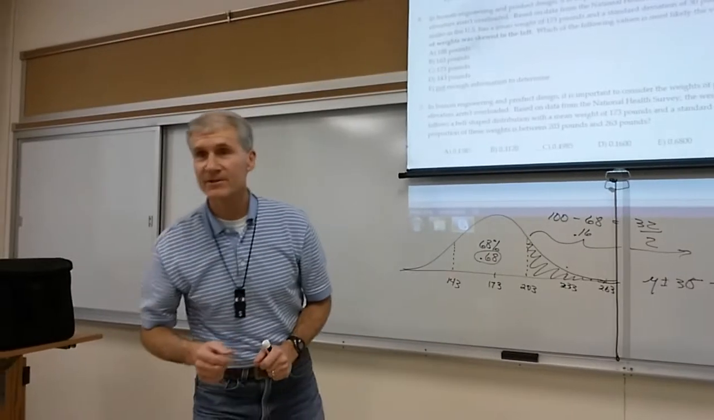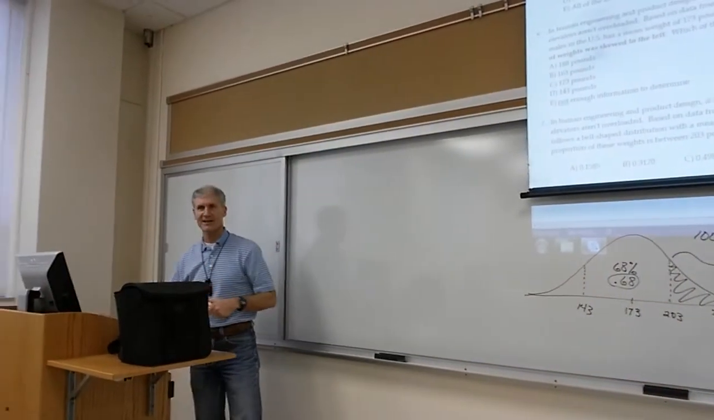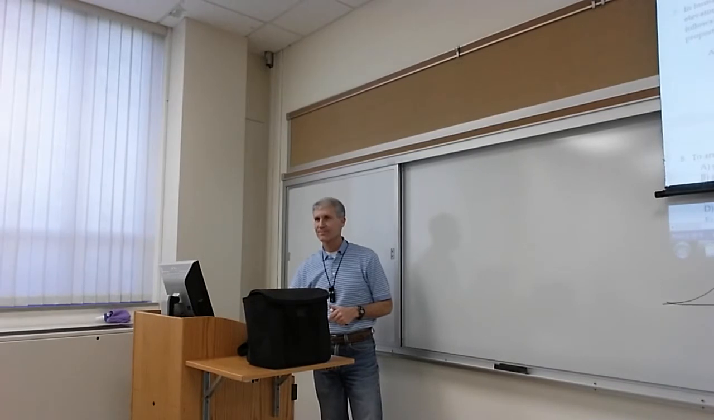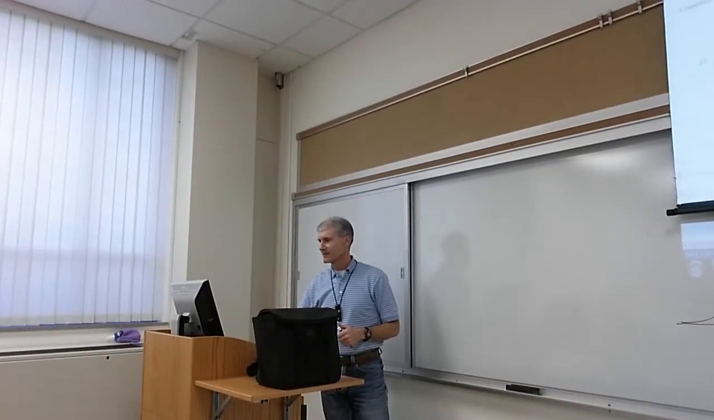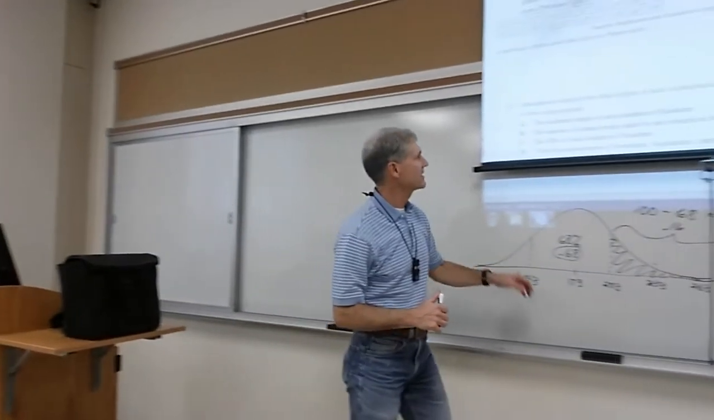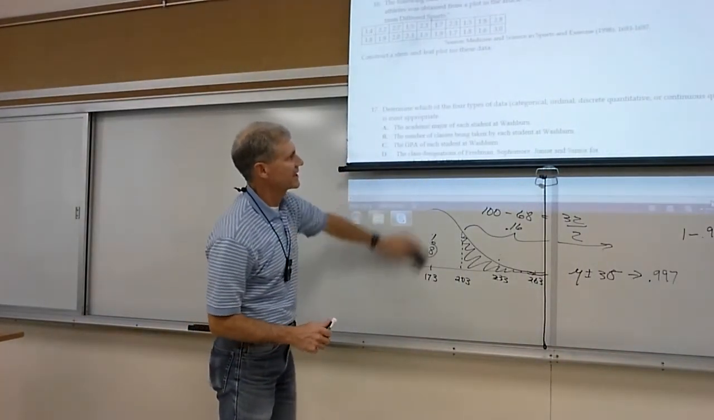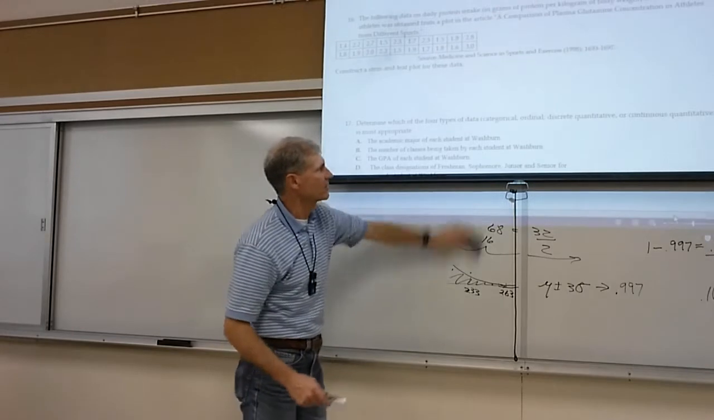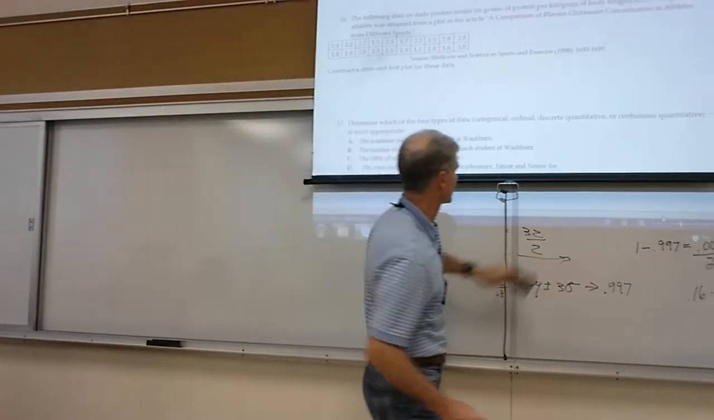What? 17. You're jumping a long ways down. Anybody need one in between there? Not that I can't go backward. Okay, 17 says, determine which of the 4 types of data, and then gives you the 4 choices, categorical, ordinal, and so on, is most appropriate for each of these.